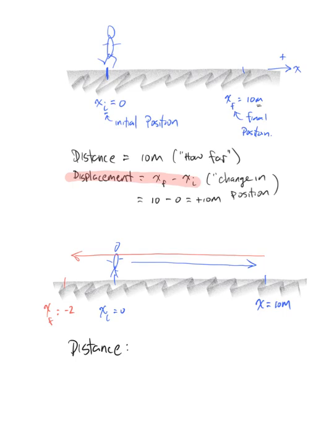Right? You ran 10 meters this way, 10 meters back, and then an additional 2 meters. So the total distance you covered here is 22 meters. Okay, that's the total distance. So 10 meters this way, a total of 12 meters that way gives you 22. That's the distance you ran.